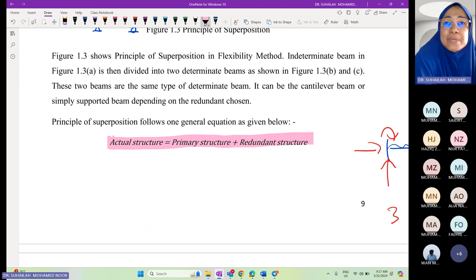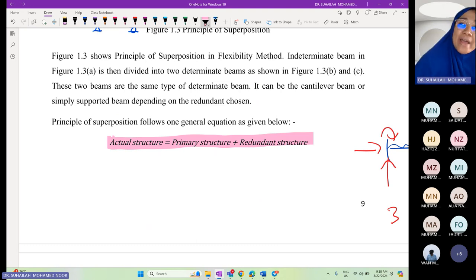Okay, so what is principles of superposition? It is actual structure equal to primary structure plus redundant structure. Please remember, primary structure, redundant structure, both are determinate structure. Means that flexibility method ni, dia konsep je. Solution dia, you kena determine reaction in determinate structure. You kena write moment equation in determinate structure. You kena calculate displacement in determinate structure.